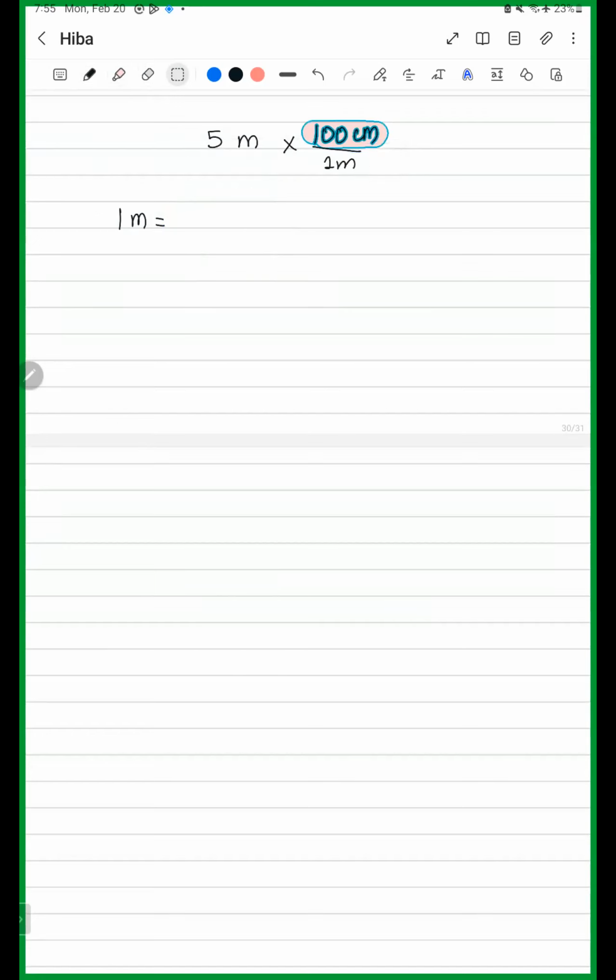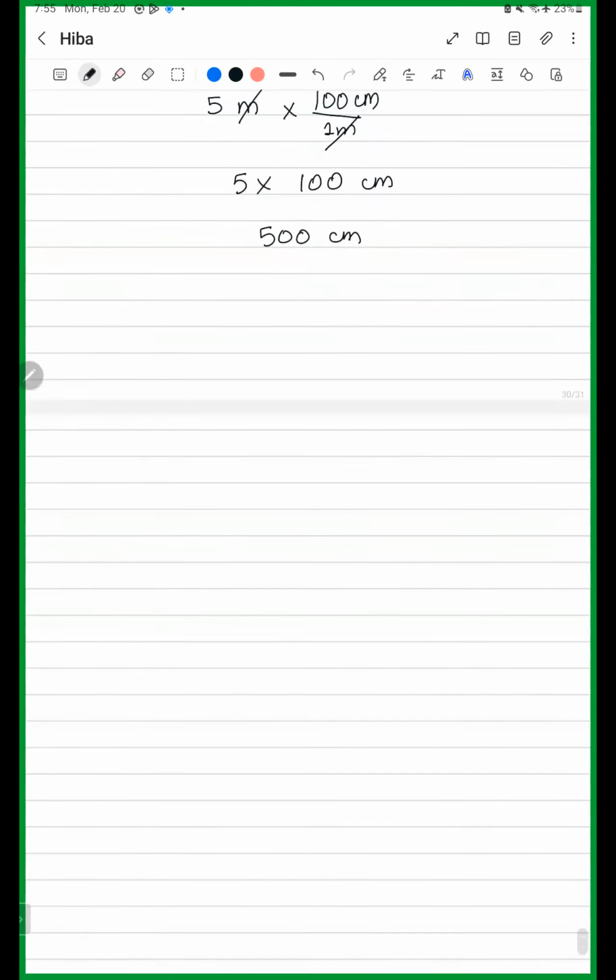Till here, similarly, 1 meter is like 1000 kilometers. We are coming, slowly step by step. Did you understand this? Yeah. Now what is happening here? This meter and this meter will get cancelled. So this becomes 5 into 100 centimeters. What is 5 into 100? 500, 500 centimeters. Okay?